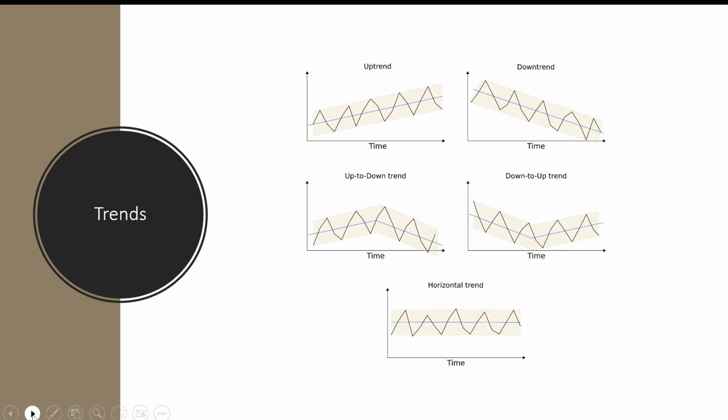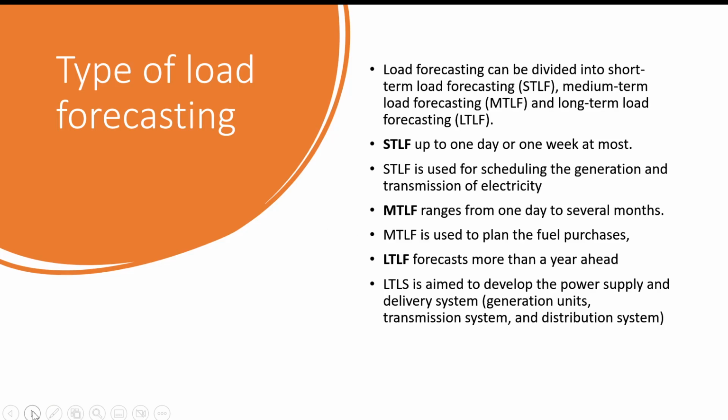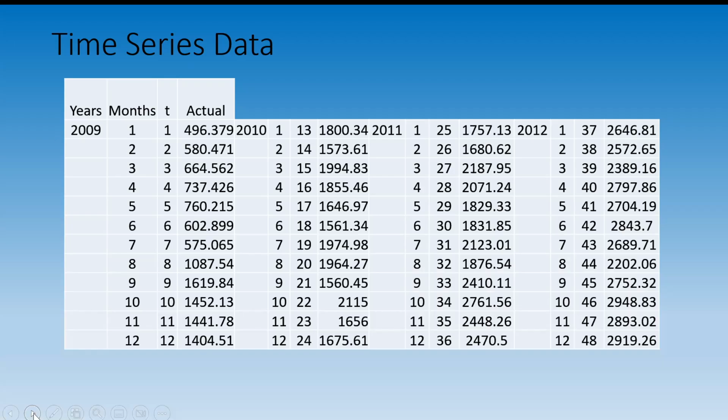Forecasting is actually predicting future values based on past and current time series data. We have types of load forecasting, which can be divided into short-term, medium-term, and long-term load forecasting. Short-term load is up to 1 day or 1 week. Medium-term load is from 1 day to several months. Long-term load forecasting is more than a year ahead, and there are suitable applications there.